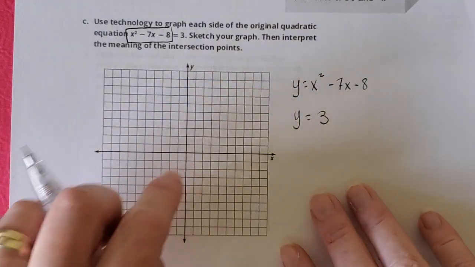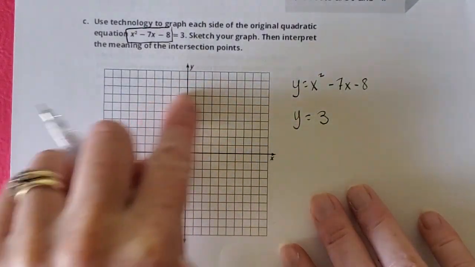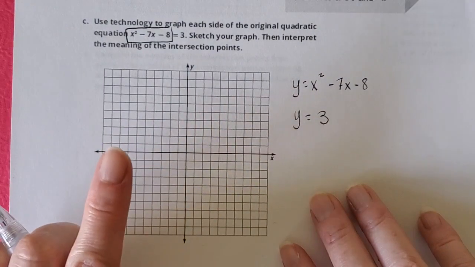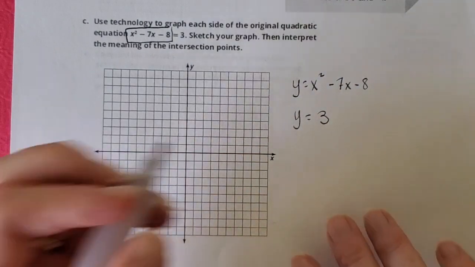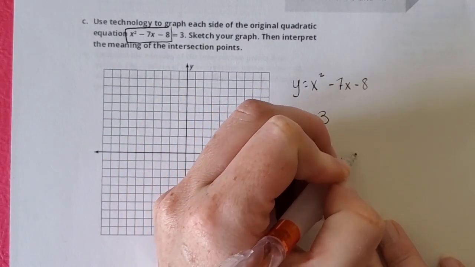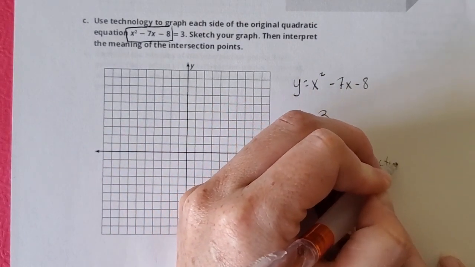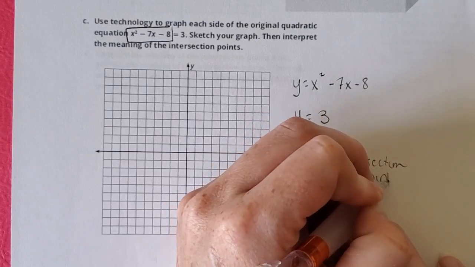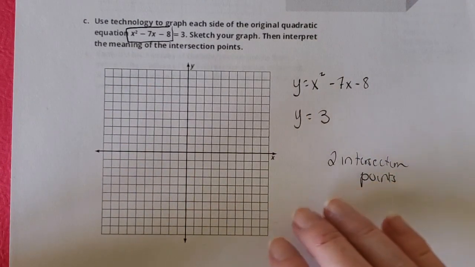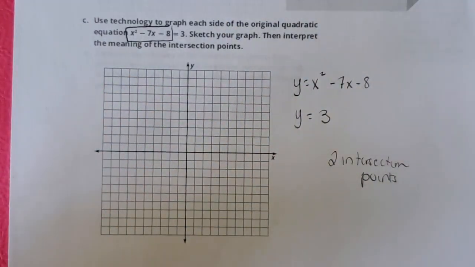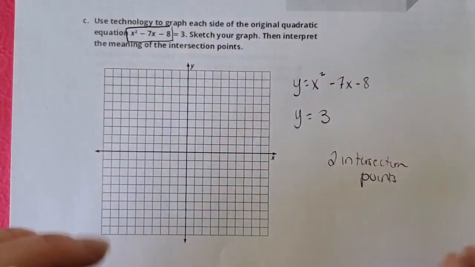Okay, so you're going to graph that, sketch the graph you get here, and then interpret the meaning of where those two graphs intersect. There'll be 2 intersection points. So you're going to figure out where they intersect once you graph them. Again, you can use your graphing calculator or Desmos. Either one will work. Again, you're graphing these 2 equations, figuring out where they intersect, and drawing a sketch here.